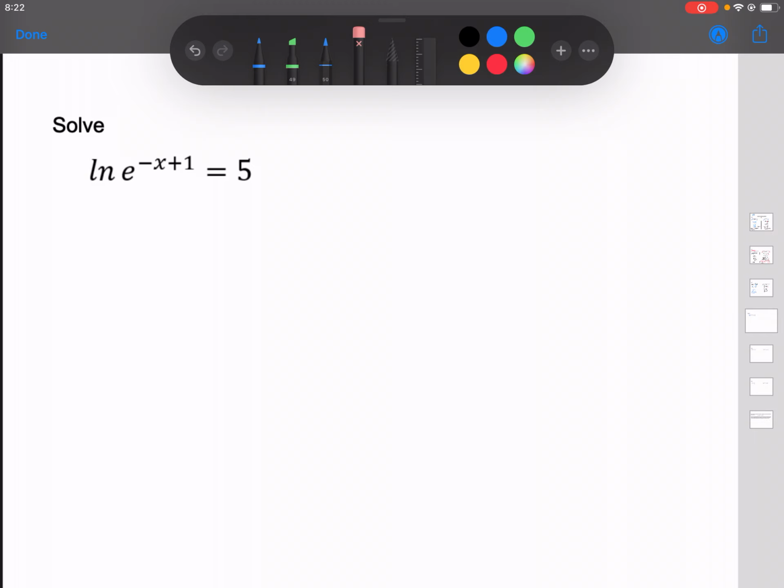Or, if you recognize that natural log and base e are inverses of each other, you'll actually notice right here they already cancel each other out. And so you can say negative 1x plus 1 is equal to 5, and just go ahead and solve that. And then divide by negative 1. Oops, that should be a positive 4, sorry. The answer is negative 4.